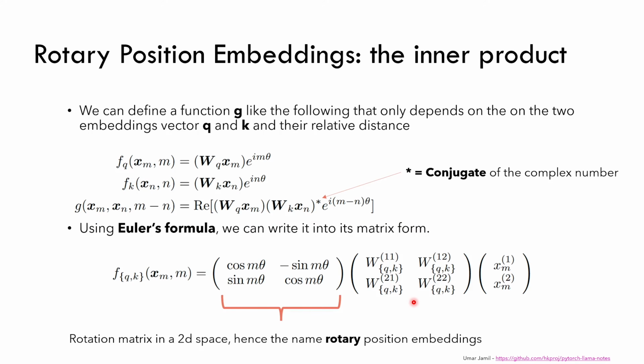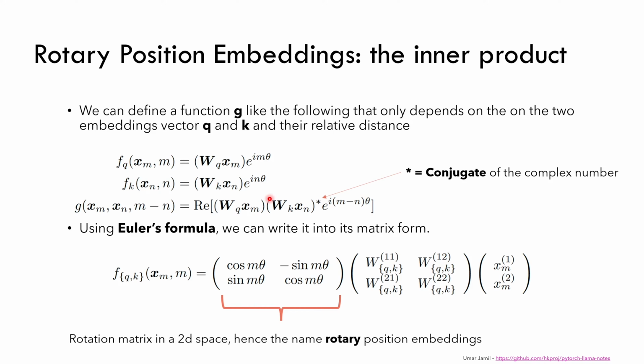Yes, we can find such a function, and the function is the one defined here. We can define a function g like the following, that only depends on the two embedding vectors q and k and the relative distance. This function is defined in the complex number space, and it can be converted by using the Euler formula into this form. Another thing to notice is that this function is defined for vectors of dimension 2. Of course, later we will see what happens when the dimension is bigger.